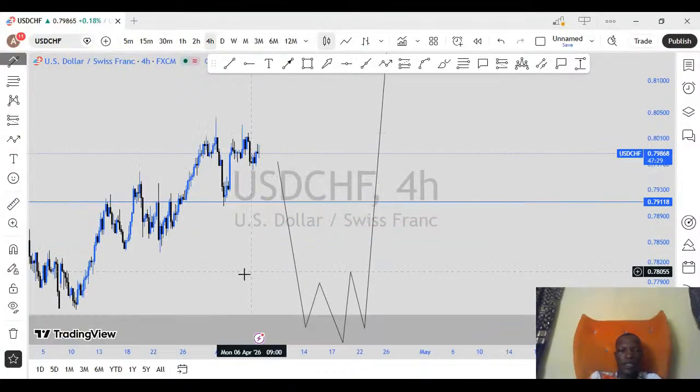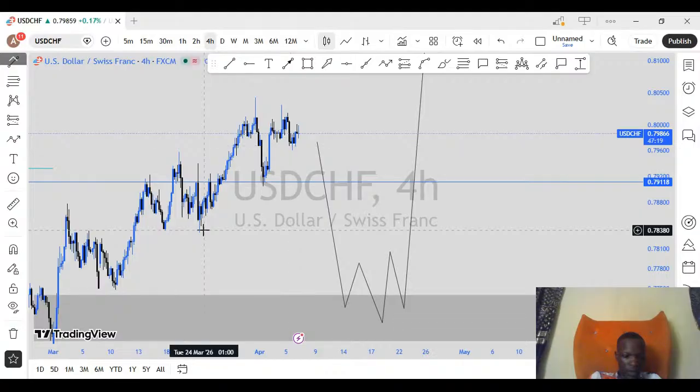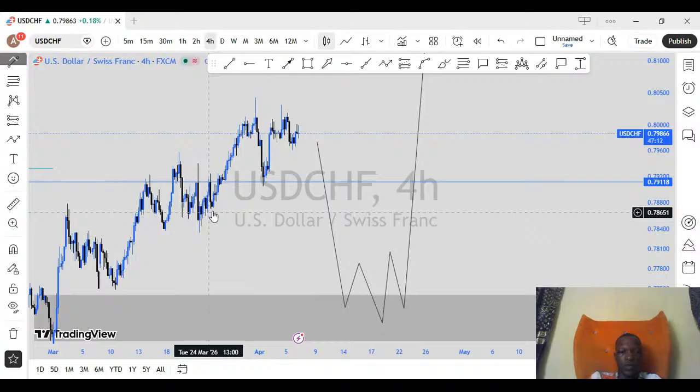Now all these things, if you say we want to buy from here, we want to buy from here, all this that you are seeing now is liquidity. These are liquidities. So it's not a good zone for us to buy. These are build up liquidities. So once you know liquidity in the market, you'll be able to sell.